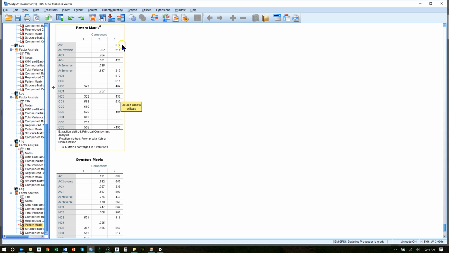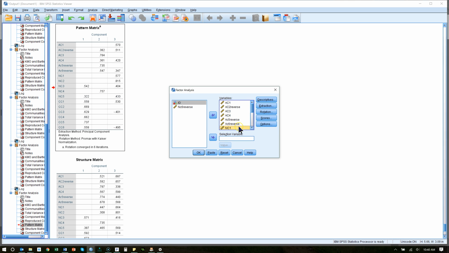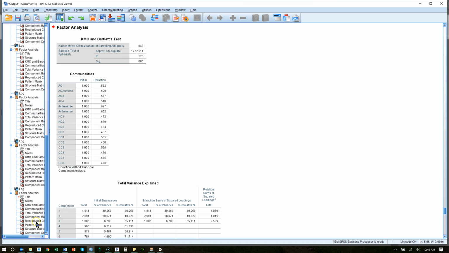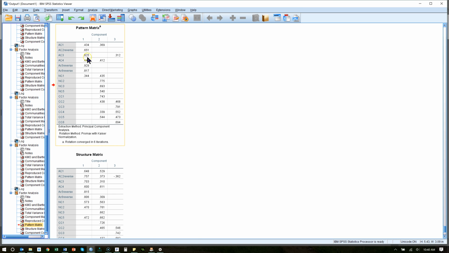So what do we do? I would take off the strongest loadings from AC that are on NC. Let me take off NC4 because it's the one loading strongest cross-loading. So NC4, you're gone. NC4 is right here. You're out of the family. Next, pattern matrix. Here we go. That looks a little bit better.